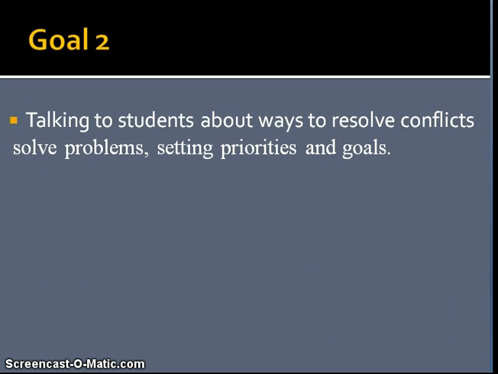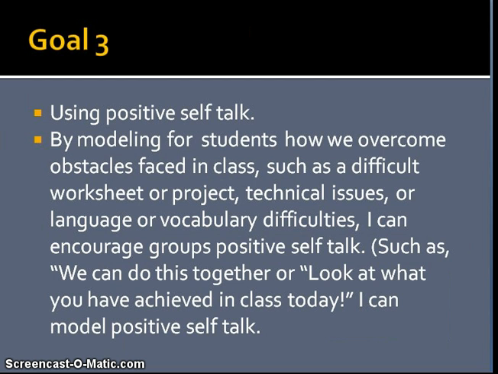Goal number 2, talking to students about ways to resolve conflicts, solve problems, set priorities, and goals. And goal number 3, using positive self-talk by modeling for students how we overcome obstacles faced in class, such as a difficult worksheet or a project, technical issues, or language or vocabulary difficulties. I can encourage the group's positive self-talk. For example, quote, I could say things like, we could do this together, or look at what you have achieved in class today. So if I model that positive self-talk, hopefully they will begin to use it on their own.